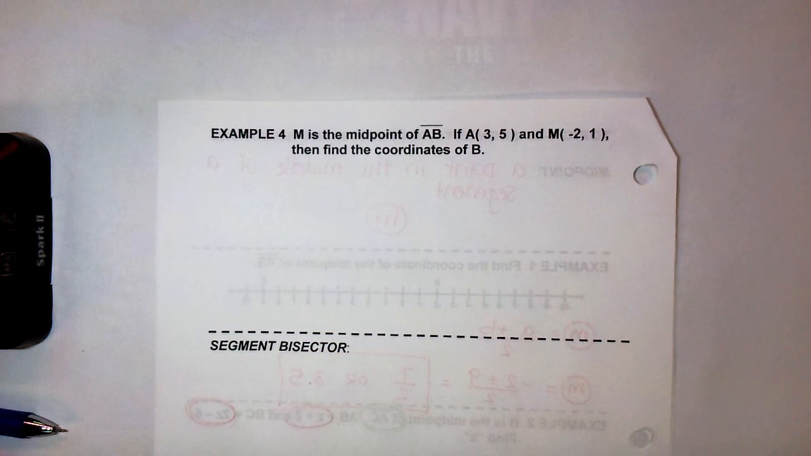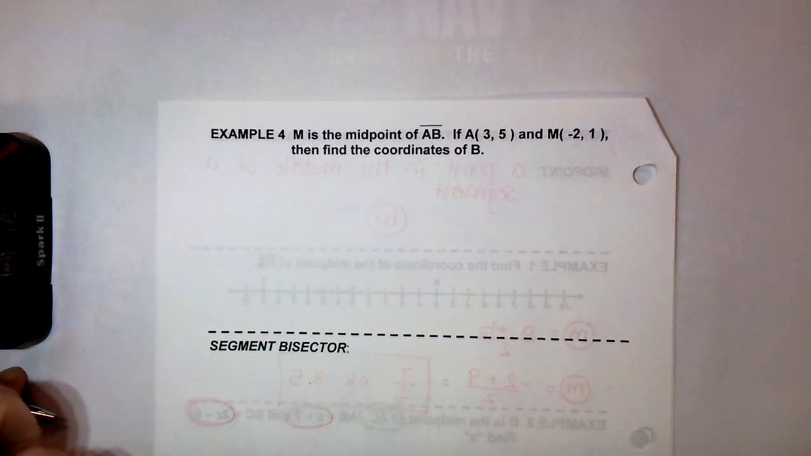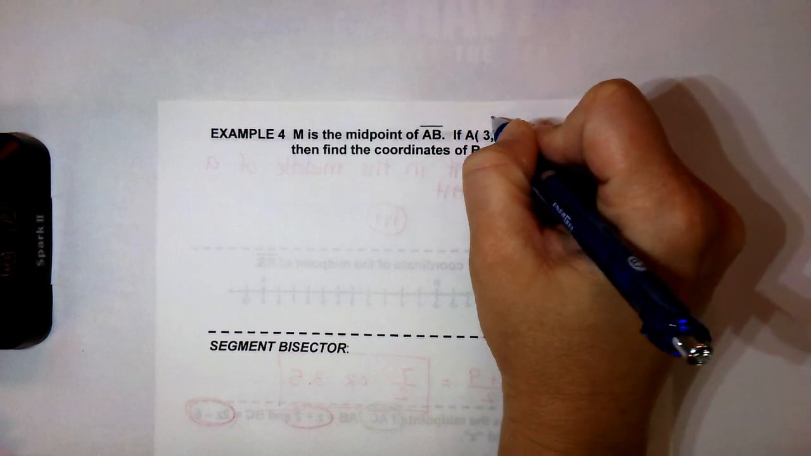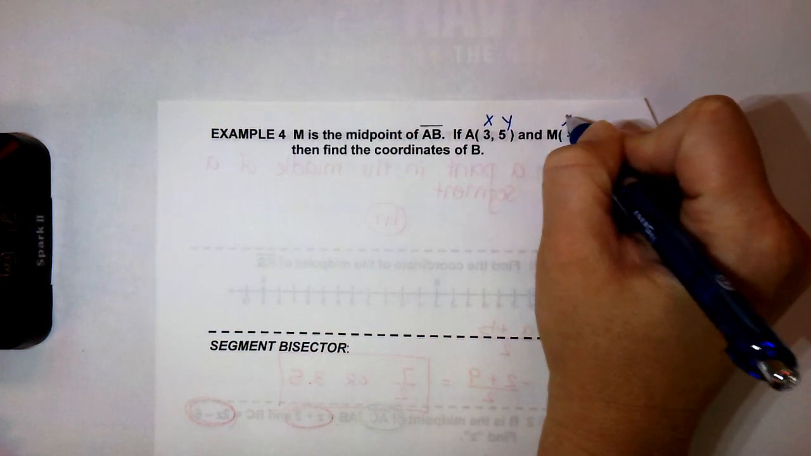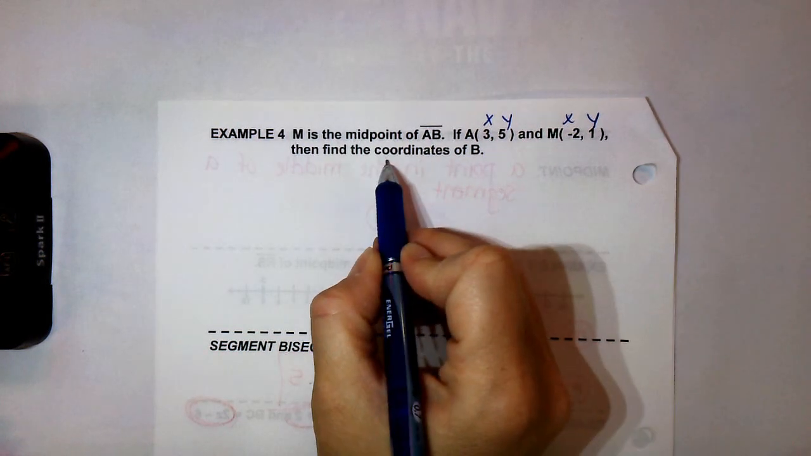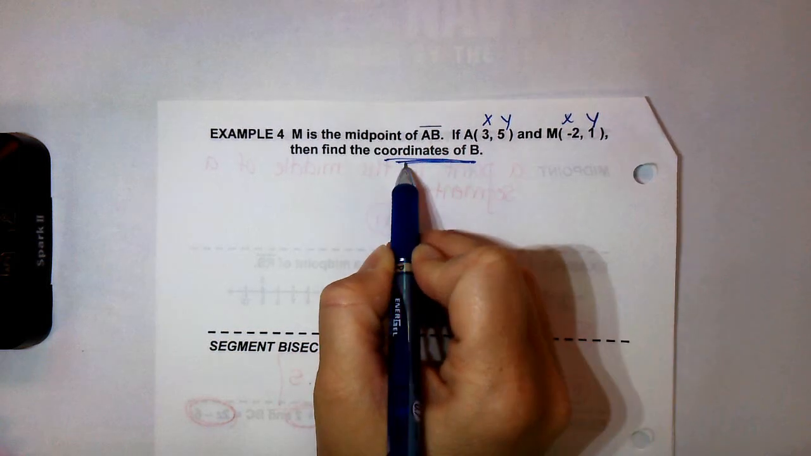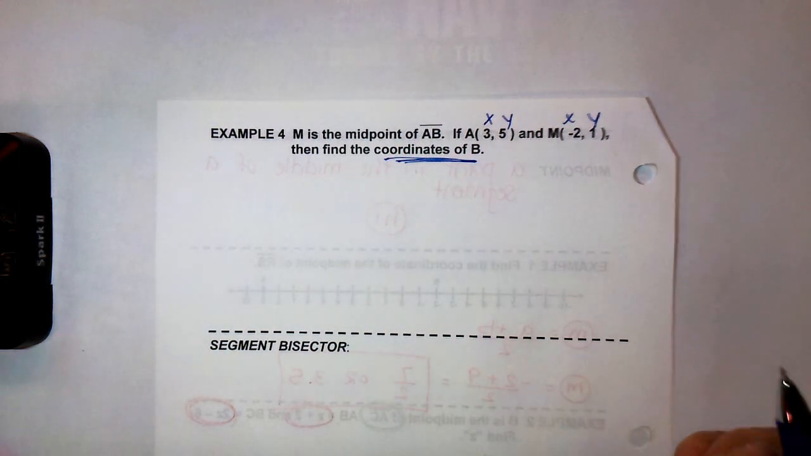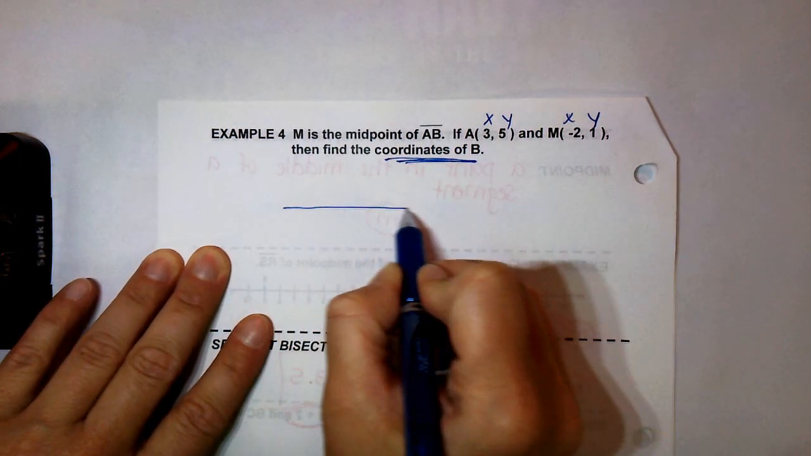All right, M is the midpoint of AB. So here we go again. If you want, you can label X, Y, X, Y, and then start to try the formula, but you're going to notice you're trying to find the coordinates of B, not M. So this is the one where you have to draw that picture.